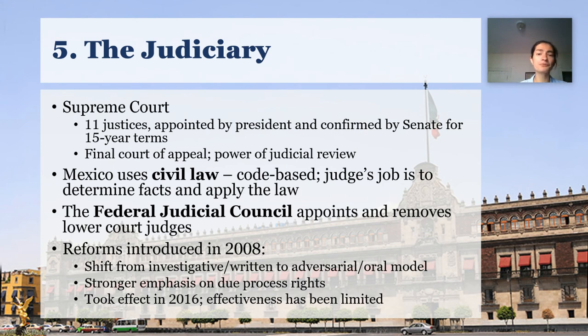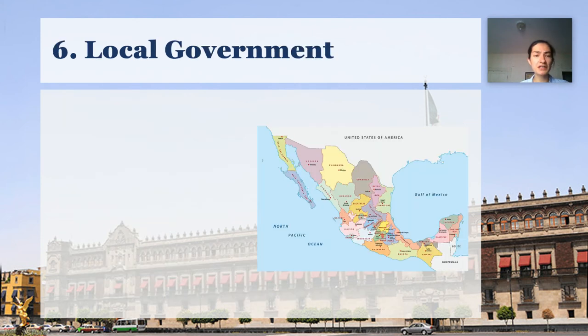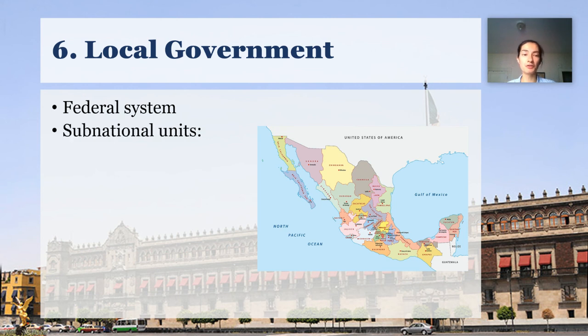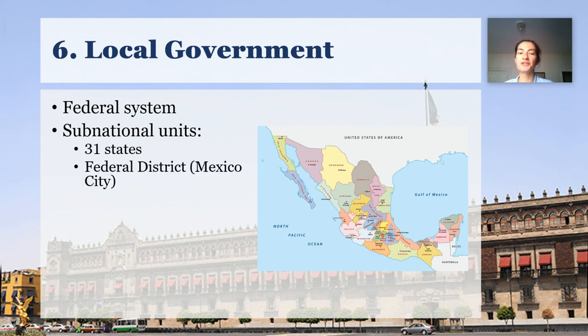Final topic, local government. Mexico is a federal system. It is technically in the name of Mexico. And so power is constitutionally divided between the federal government and subnational units. The subnational units are 31 states. You can see a small map on your screen. And then in addition, the federal district, which is Mexico City. Mexico City has slightly less autonomy than the states, but they do have a directly elected mayor, which is often an important stepping stone to higher political office in Mexico.